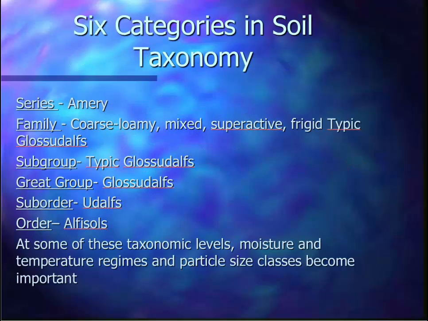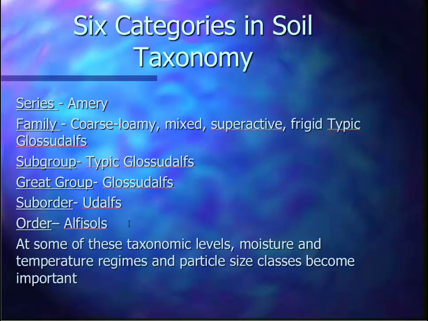Before I do that, however, I would like to review the 6 categories that are used in soil taxonomy. I've taken one of the pedons that we worked with in week 2 and have put it up here on the screen for you. The series name is Amory, and that's the most specific part of soil taxonomy, even though the word is probably a place name. The family is a coarse loamy mixed superactive frigid typic Glossudalf, as written up here. The subgroup is typic Glossudalfs. The great group is Glossudalfs. The suborder is Udalfs. And finally, the order is Alfisols.